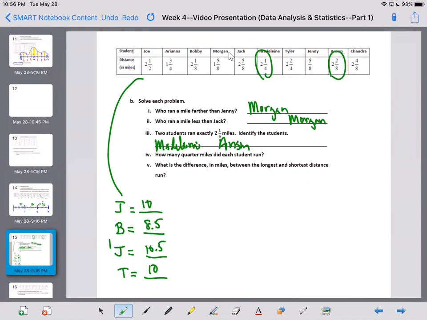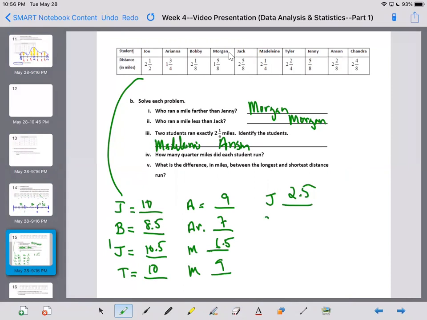And then Aaron ran 9 quarter miles. Ariana with 7 quarter miles. Morgan with 6 1/2 quarter miles. Madeline with 9, so that means Madeline and Anson both had the same number of quarter miles. And then Jenny with 2 1/2 quarter miles, and then Chandra with 10.